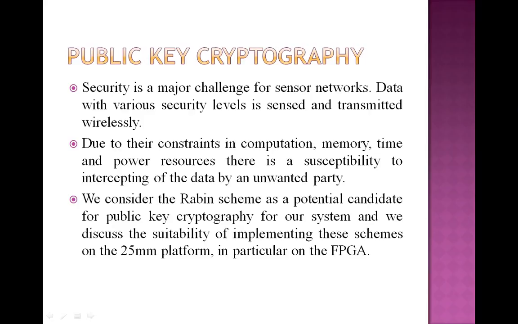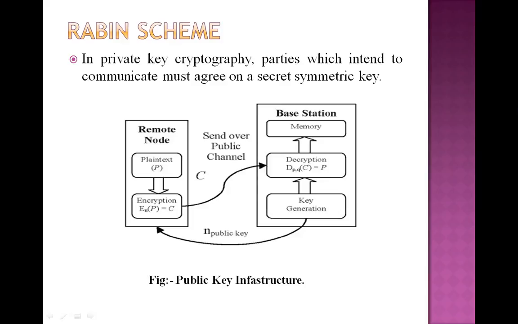In our system, we propose a public key cryptography architecture based on a Rabin scheme that provides efficient cryptography for data. This is the Rabin scheme. In private key cryptography, parties which intend to communicate must agree on the secret symmetric key. This is currently achieved by embedding the session key within the sensor nodes before they are deployed. In this scenario, the capture of a single node by an adversary may compromise the security of an entire network.